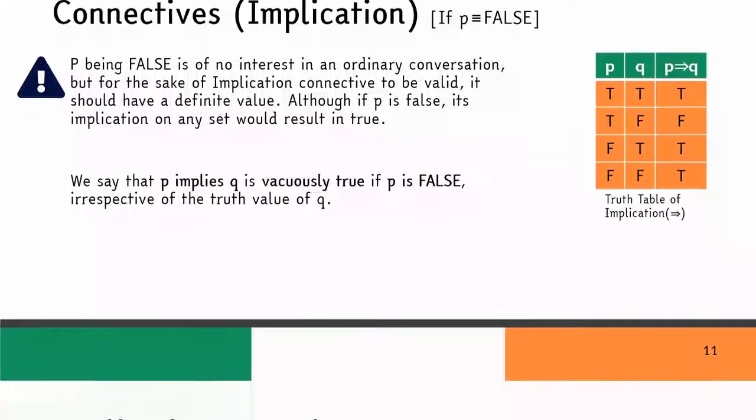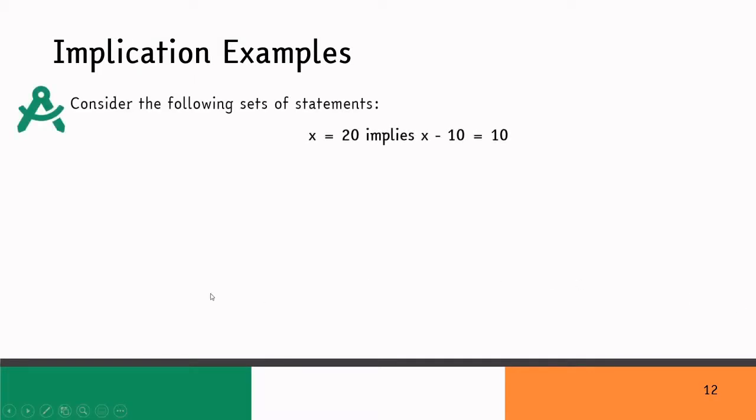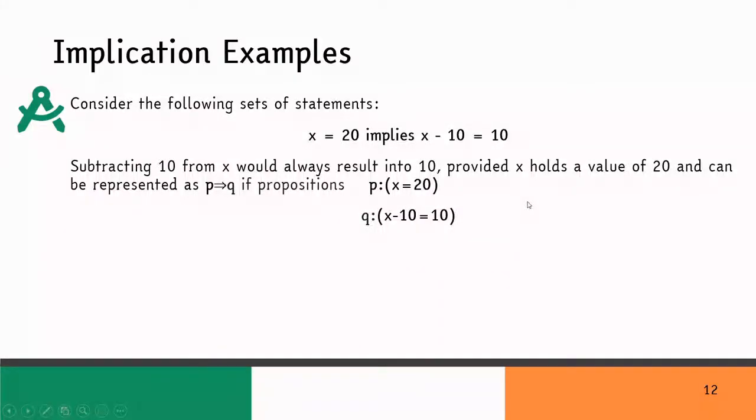Let us understand how implication works with an example. Consider the following statement: x equals 20 implies x minus 10 equals 10. The English text could be represented as P implies Q, where proposition P is x equals 20 and proposition Q is x minus 10 equals 10.